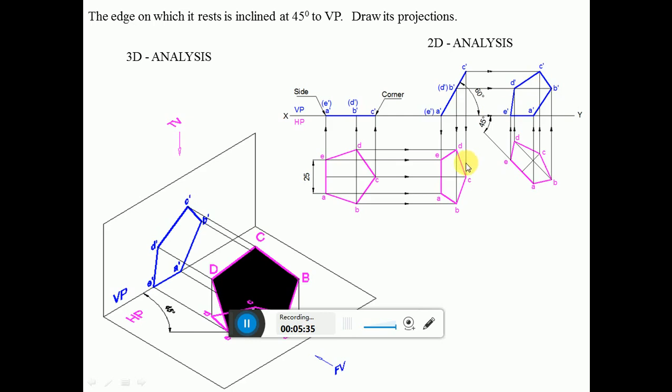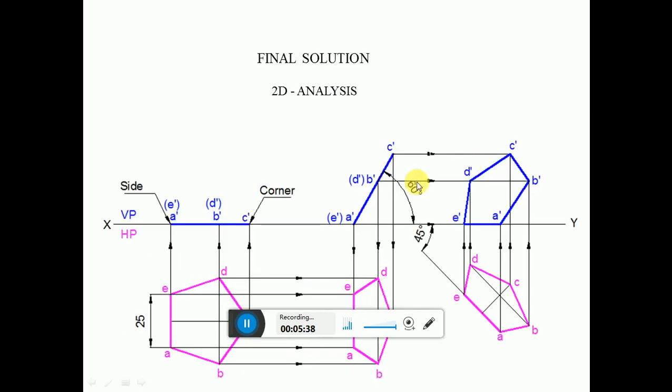But how do I know my problem is right? So this is our final solution. So one of the sides is resting on HP. The side resting on HP is inclined to VP at 45 degrees, and the surface makes an angle of 60 degrees to HP, and it is a pentagon of 25 mm side. So all the conditions of the given problem have been met, and hence the problem is right.